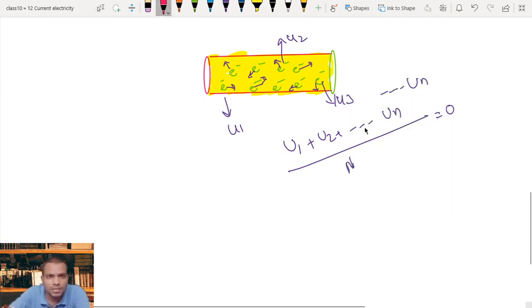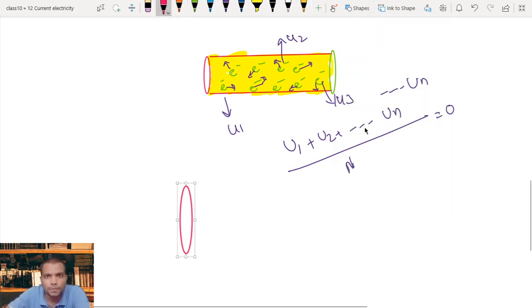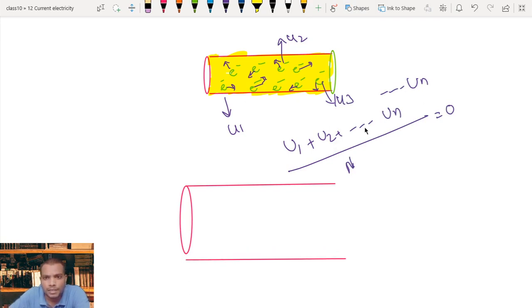Suppose I change the scene. Suppose I have the same conductor. Let me first make a conductor. Now I take this conductor in the presence of an electric field.